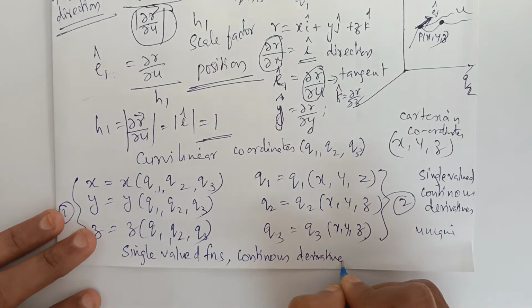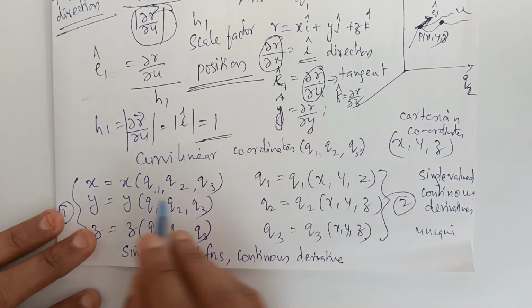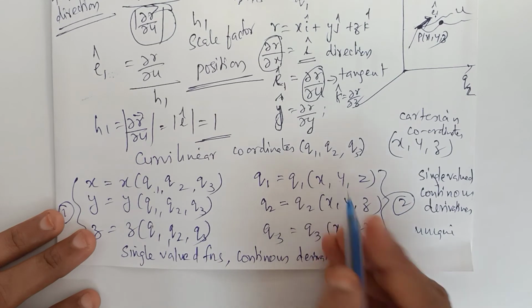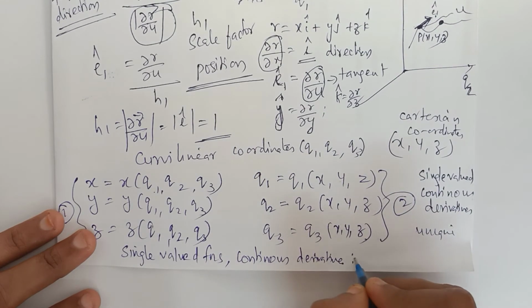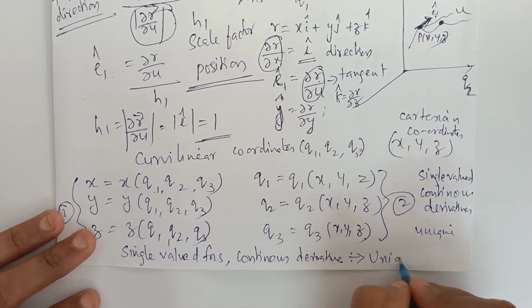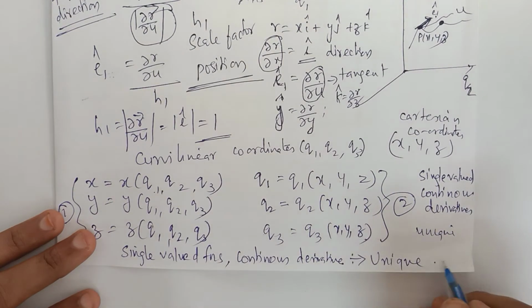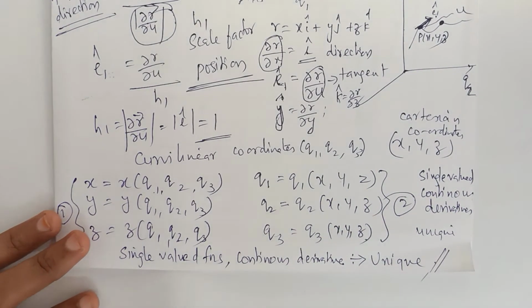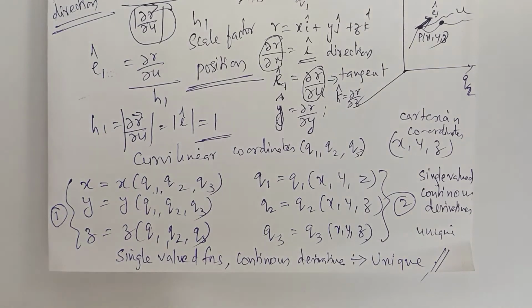so that there can be correspondence between these two coordinates. There can be correspondence between the three coordinates. That means that their relation is unique. This is what we call curvilinear coordinates.